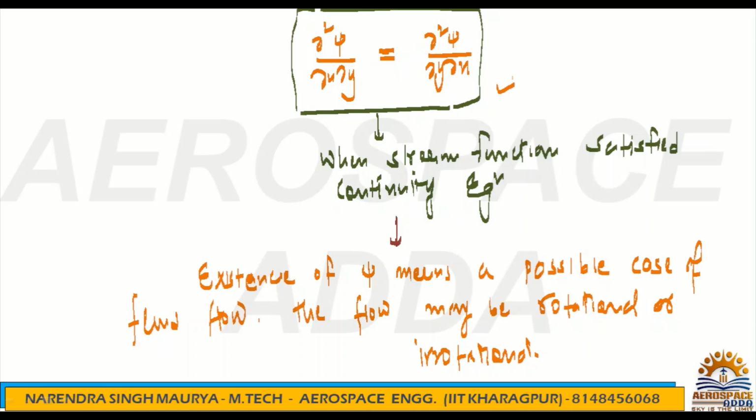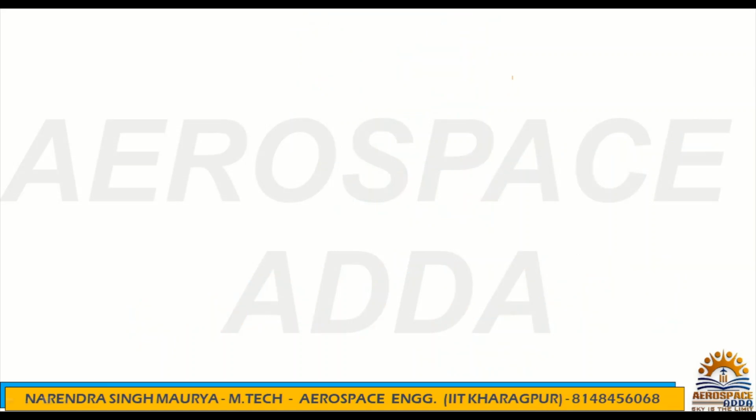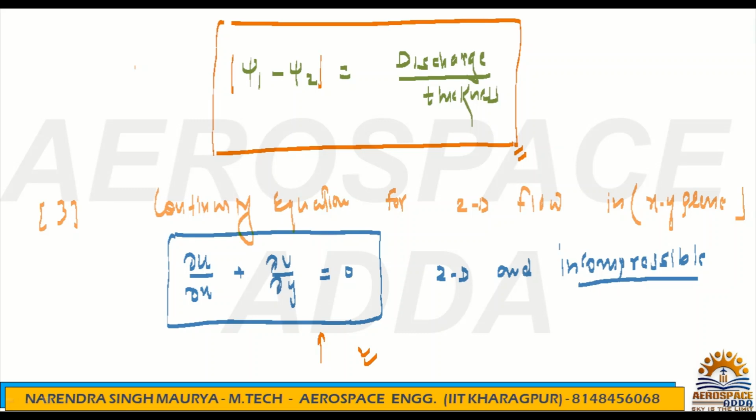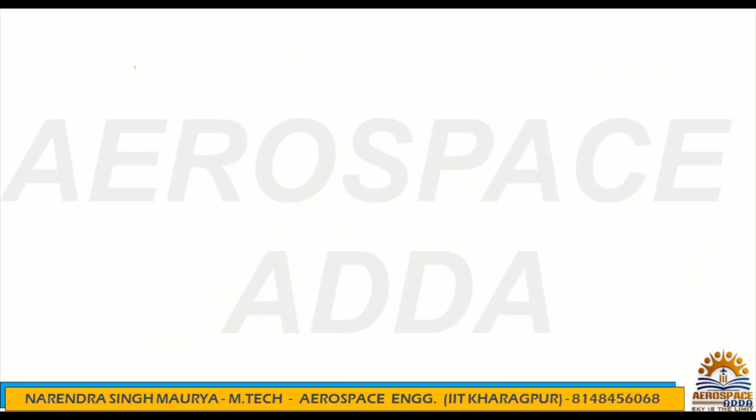Right. Up to here, it is proved that once psi exists, there is a possible flow, but we do not know whether it is rotational or irrotational. So we have to check rotational and irrotational. Then what will you do? That is the next level. We have to write the equation of angular motion for the 2D plane, for the XY plane. This is, I think, the fourth one. This was the third, now we'll go for the fourth one.